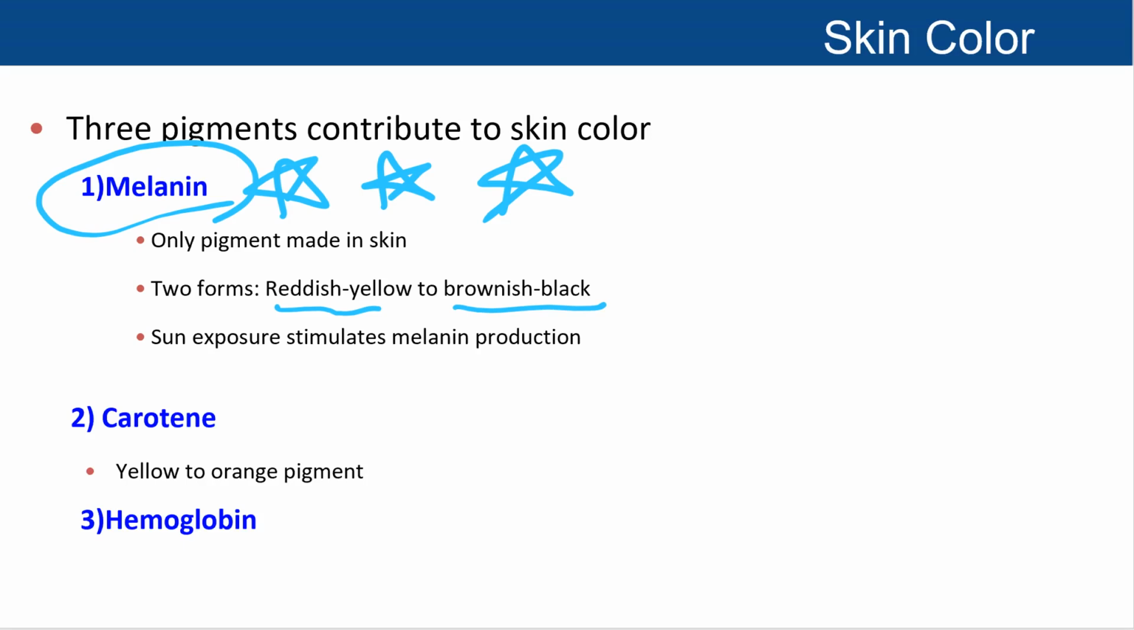Okay, so the next pigment is carotene. The carotene is a lipochrome that normally adds yellow color to the skin. So it's a yellow to orange pigment. The hemoglobin is the iron containing protein pigment of your blood cells. A lack of oxygen saturation imparts a paler, grayer, or bluer color to the skin. So, hemoglobin also can affect our skin color.